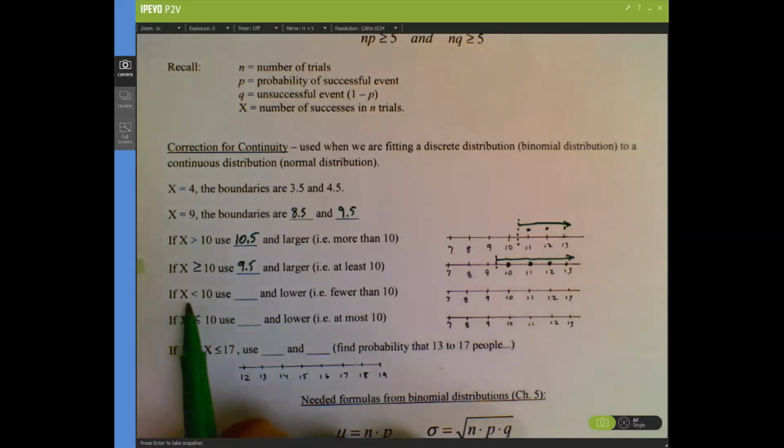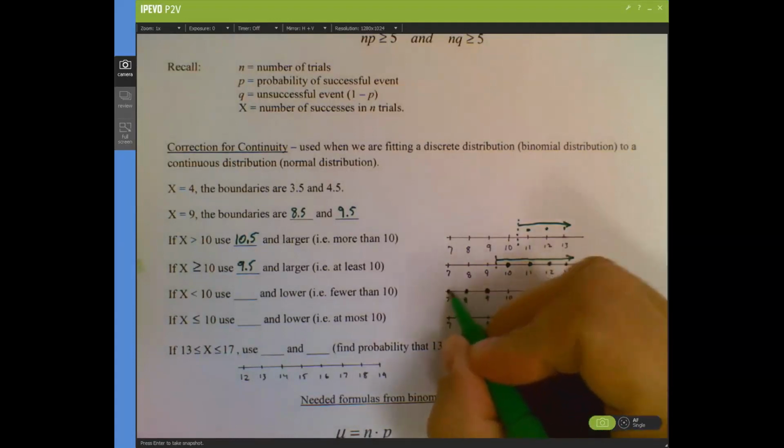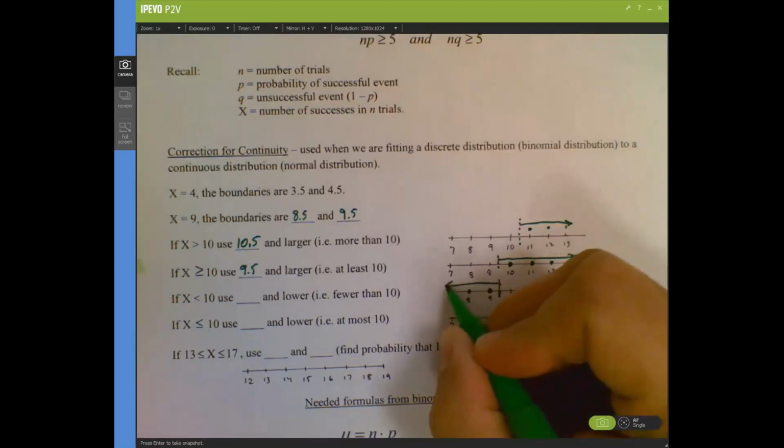Okay, what boundary number do we use for x is less than 10? Okay, we don't want 10. We want the 9, the 8, the 7, and so on. So again, it's the boundary 9.5.